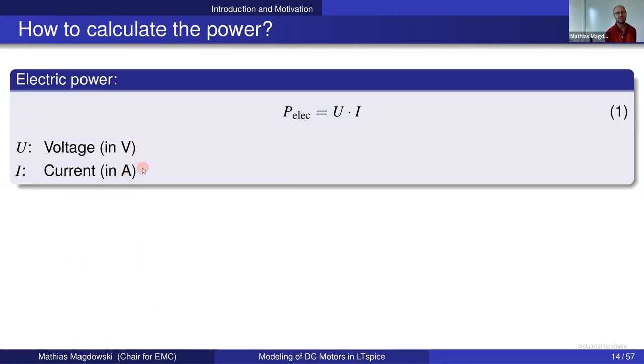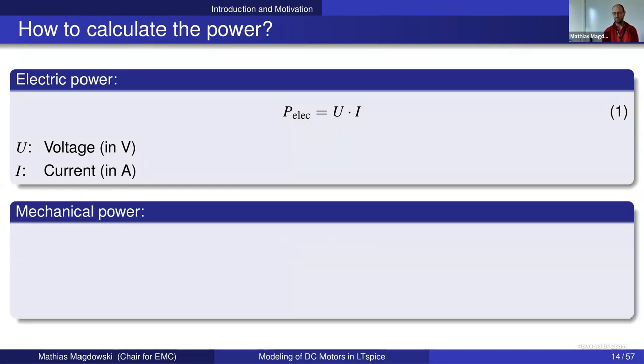Voltage is expressed in volt, and current is expressed in ampere. Alessandro Volta was an Italian scientist. Ampere was a French scientist. And I think there are also 40 names of important scientists and engineers written on the Eiffel Tower in Paris, and I think Ampere is also one of them.